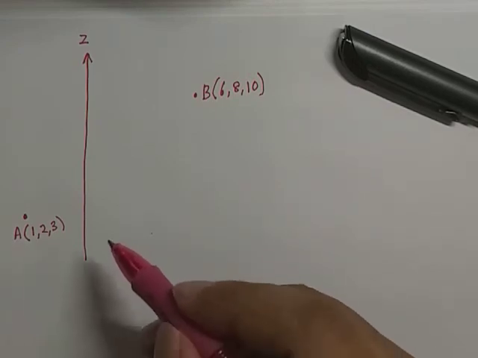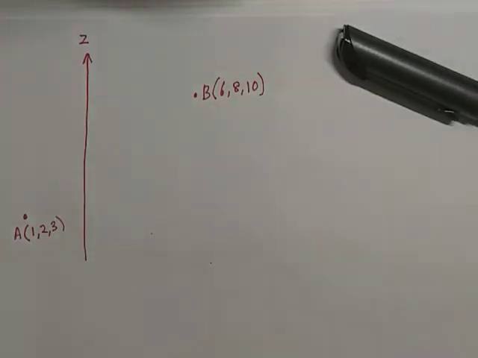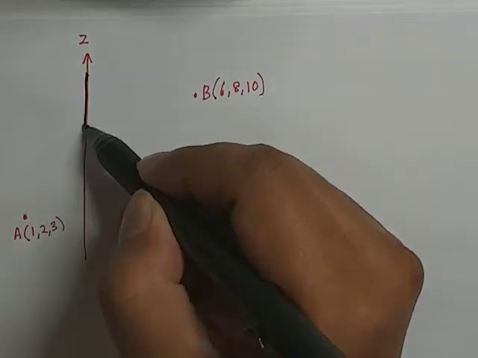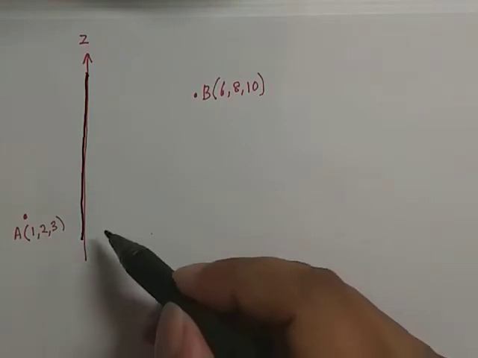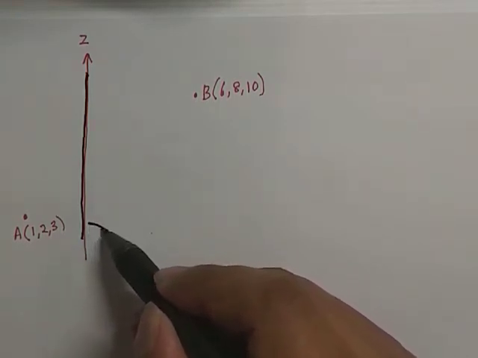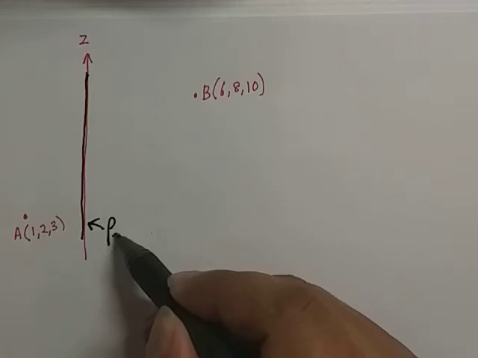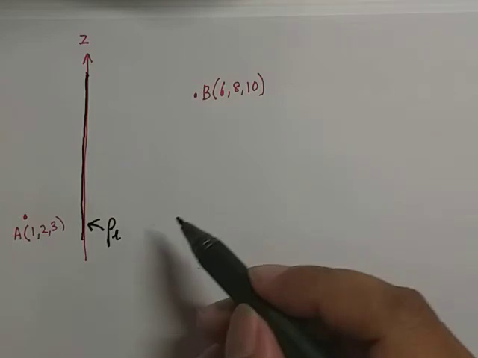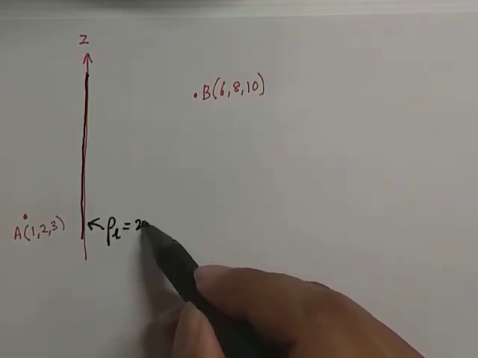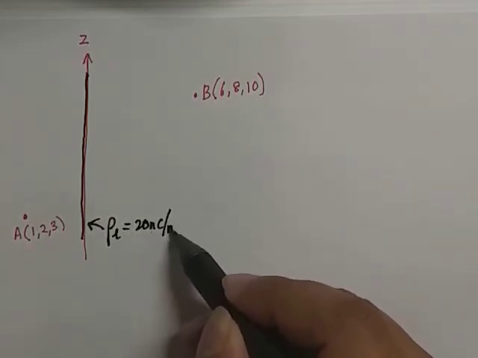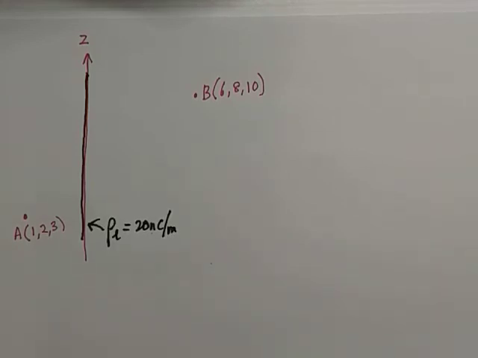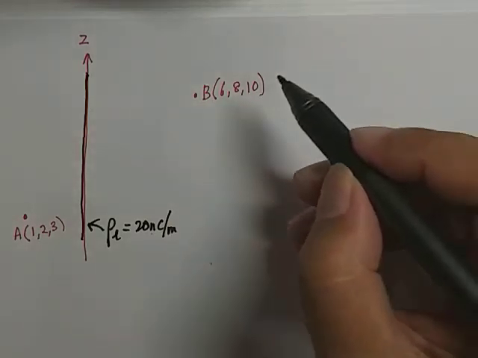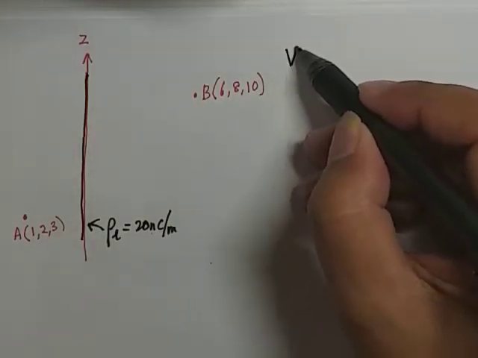Okay, and then what is given here? A line charge along the z-axis. The line charge has density rho L, and we know that rho L is equal to 20 nanocoulomb per meter. The question asks us to find the potential VAB. What should our VAB be?